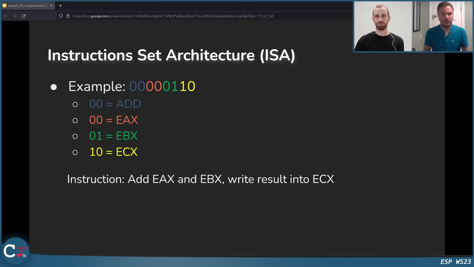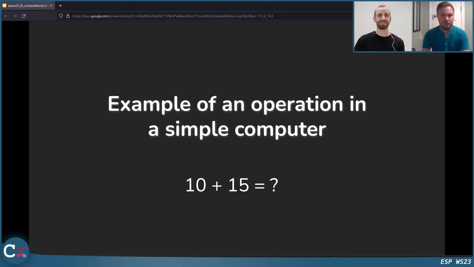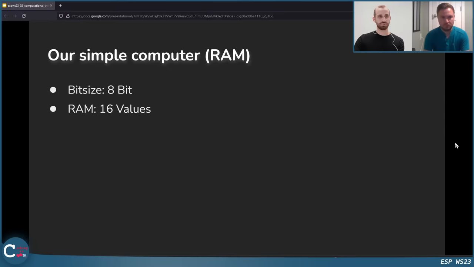I know that was a little bit theory. We come now to a very, very basic example, maybe one of the most basic examples a computer can do. We want to look at how our computer calculates the equation 10 plus 15. I think everybody knows what the result is, but how does a computer calculate this?